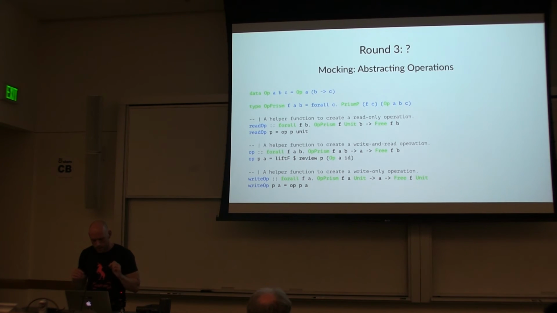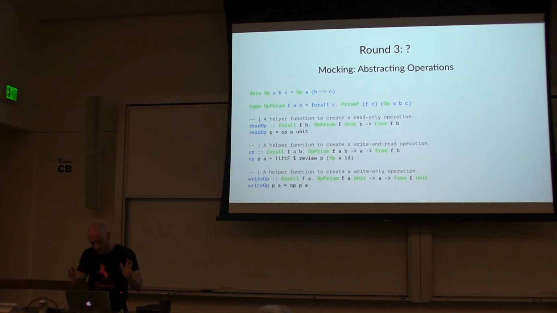And then B is what you get back from the operation. So for example, if you have an open file operation, you're probably going to get something like a file handle back. So B would be a file handle. And then C, you can think of as the hole that would ordinarily represent a continuation of your program over time in the free encoding.